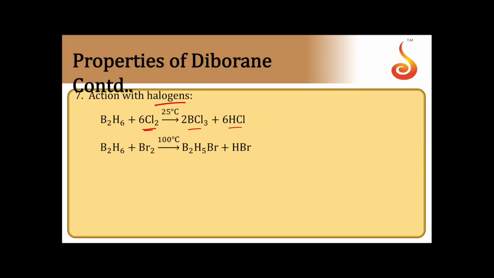If you take bromine molecule, it is less reactive in nature, so only substitution takes place in borane, and here you are going to get bromo diborane being produced. So when you are using chlorine gas, chlorine being highly reactive in nature, it breaks down the complete molecule and produces boron trichloride. If you are using bromine gas, it will not break down the molecule, only substitution takes place, and finally you are going to get bromo diborane here.